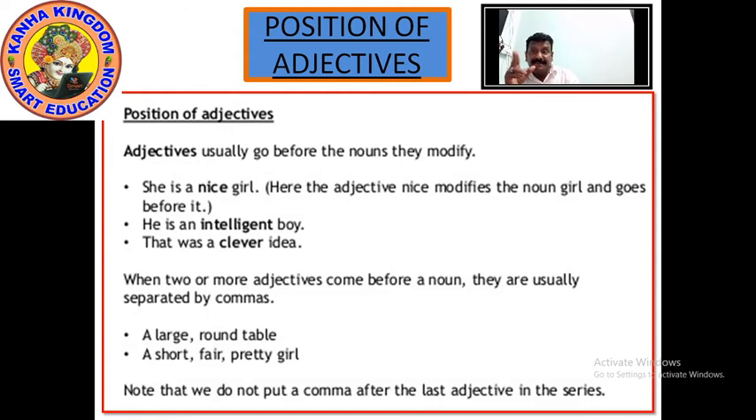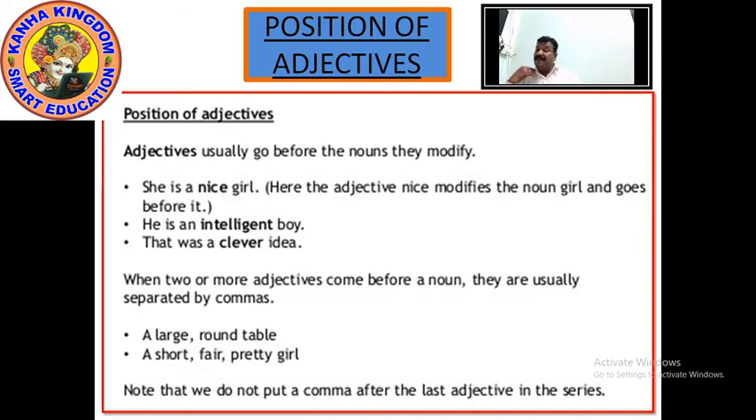Here see, he is an intelligent boy. To modify the boy, what has come? Intelligent. It has modified the boy. It has made an intelligent boy. He is an intelligent boy. That was an idea, and before that idea you have modified the idea. It was a clever idea. When we talk about clever, it has modified the idea.